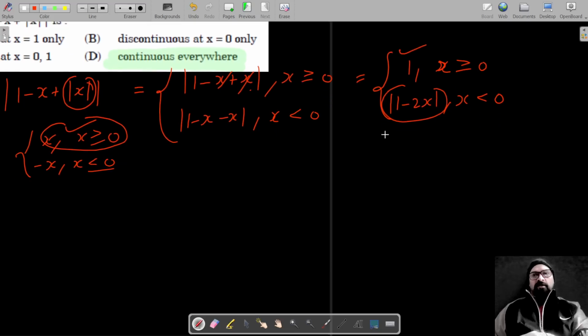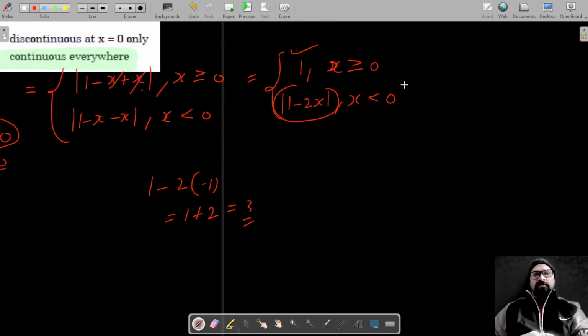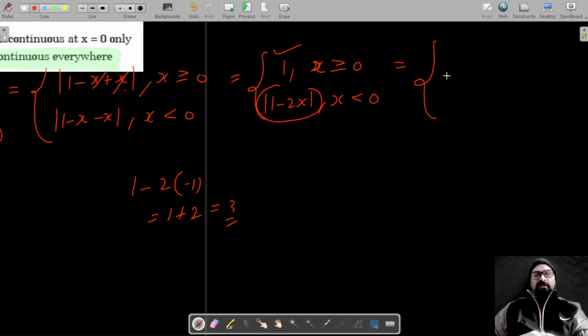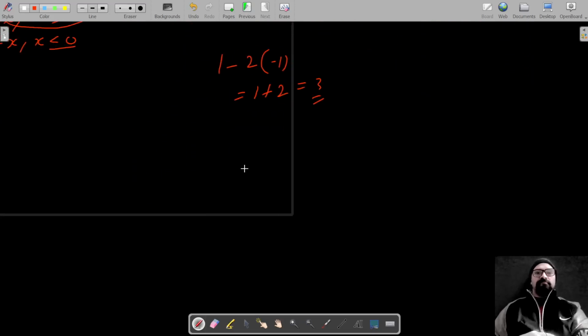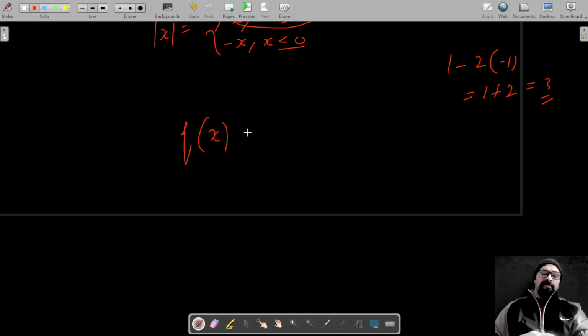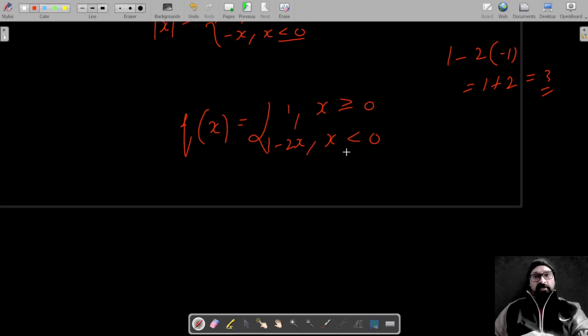Okay, let's check this. Now here x is less than 0, so that means the value of x will be negative. So if we take any negative value, it will give us a positive value, so we can write that this is positive. So our function gets broken into two parts. First one is when x is greater than or equal to 0, its value is 1, and it's 1 minus 2x when x is less than 0. So finally our function is 1 when x is greater than or equal to 0, and 1 minus 2x when x is less than 0.